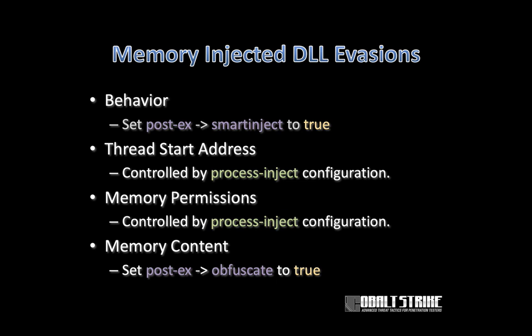The thread start address and memory permissions of your post-exploitation DLLs are controlled by the process-inject block in your Malleable C2 profile. As far as memory content, set PostEx obfuscate to true. And this will enable some basic obfuscations of your post-exploitation DLL content.